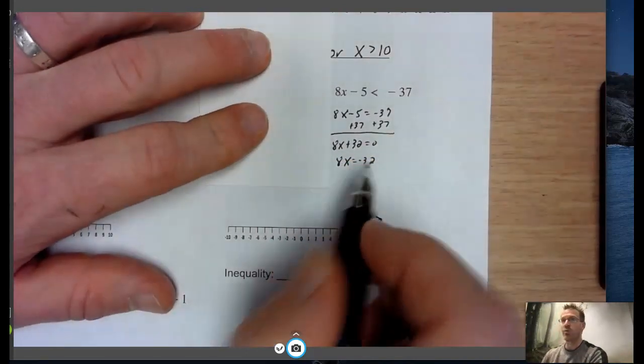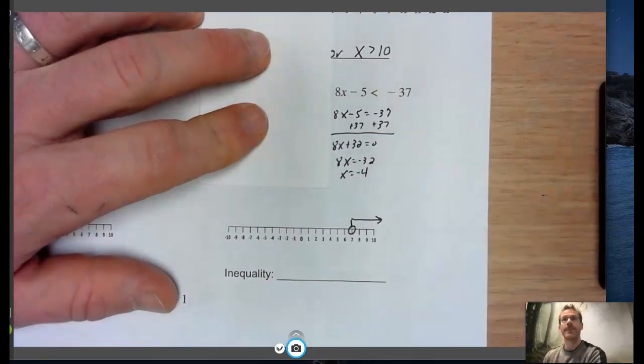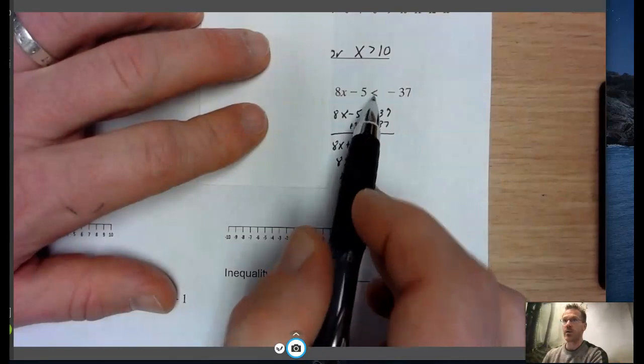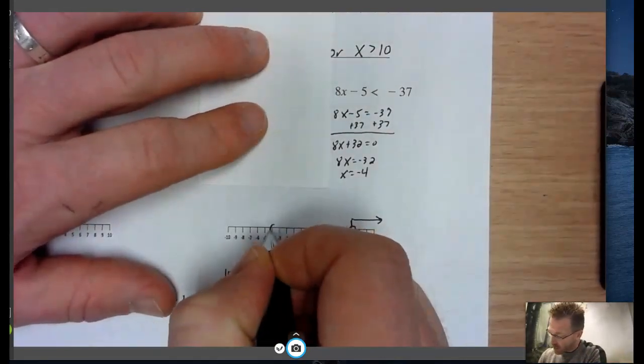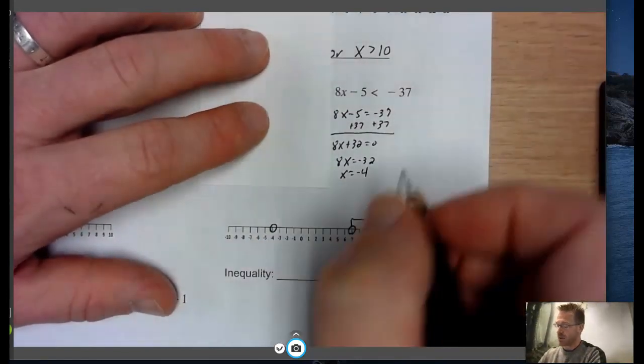Now, 8 times what is negative 32? Negative 4. So there's my second anchor. And then I know it's going to have an open circle. When I go back to my inequality, it's less than. So negative 4 is going to have an open circle. And then once again, now we have to test. I'm going to plug 0 in.